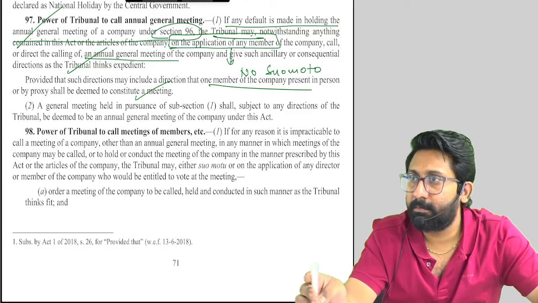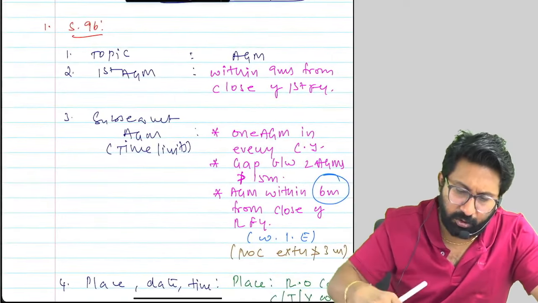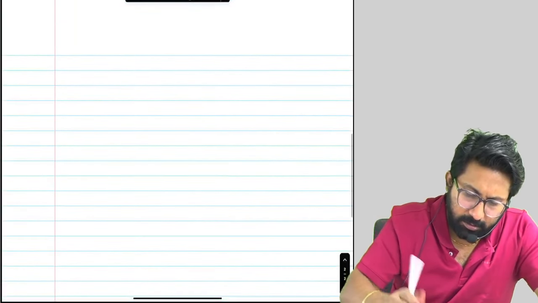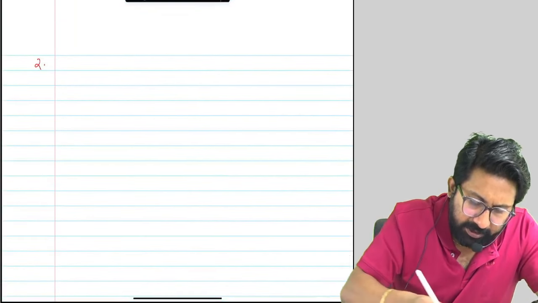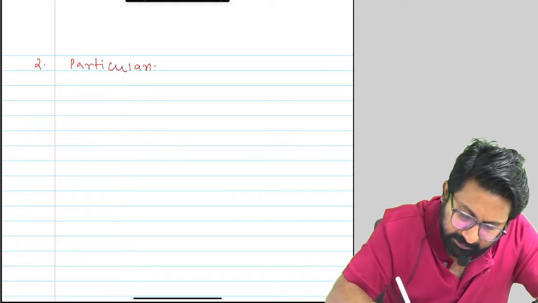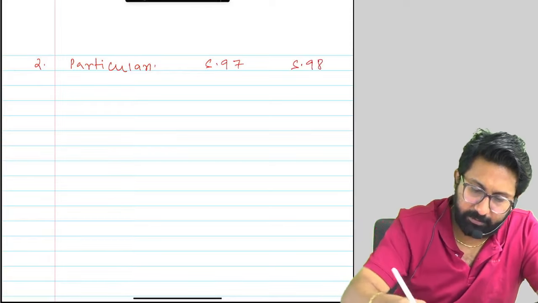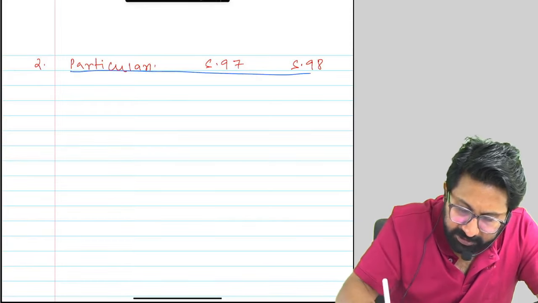Okay? Answer understood? First, write down the notes, keep the heading. Even if you didn't understand, I will make you understand now. Write down: Particulars, section 97, 98. You should know the difference first.